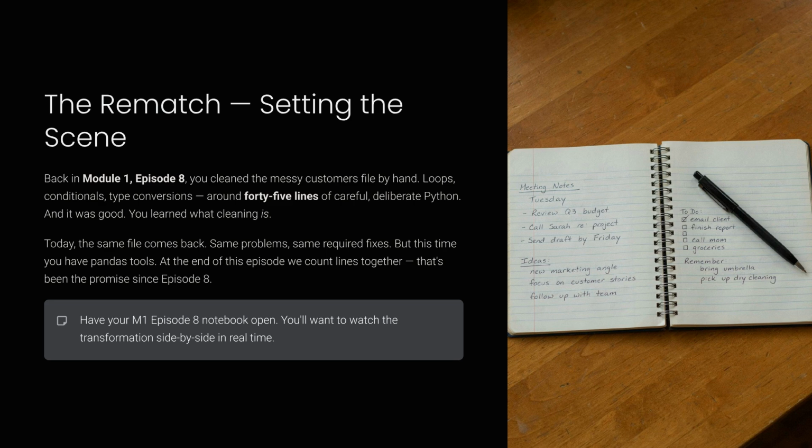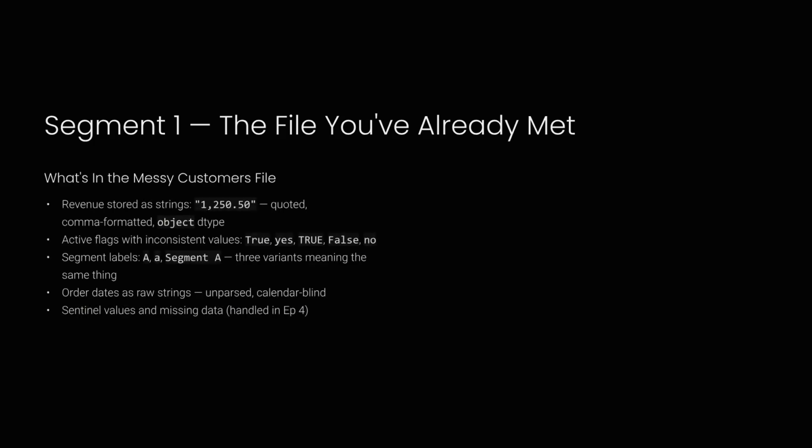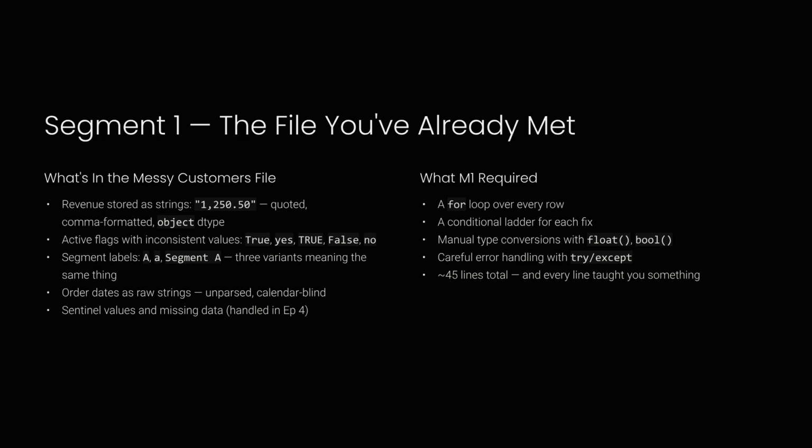We are returning to the same customer file we cleaned by hand in our first module. While the previous manual approach required dozens of lines of code, today we will see how Pandas simplifies these tasks significantly. The file contains several common issues: revenue figures stored as strings with commas, inconsistent Boolean flags, and dates that remain unparsed. We previously solved these with complex loops. Now, we'll use streamlined vectorized operations.